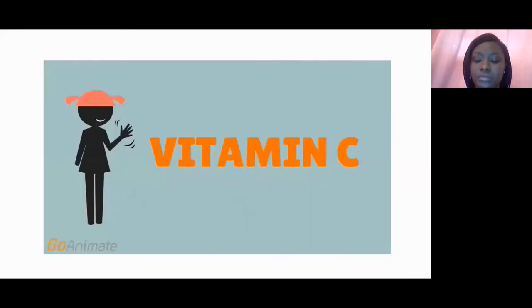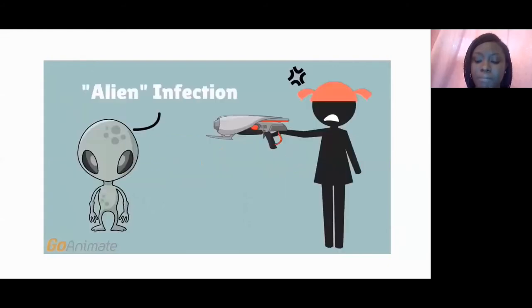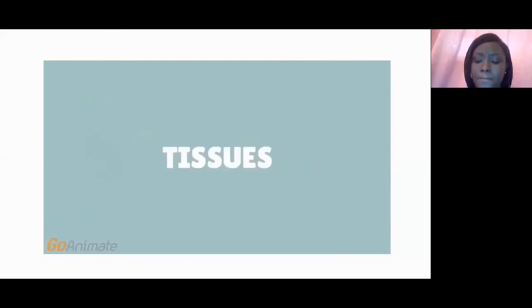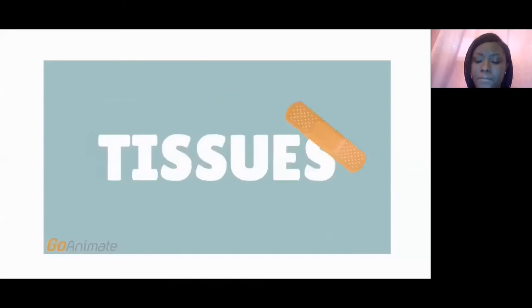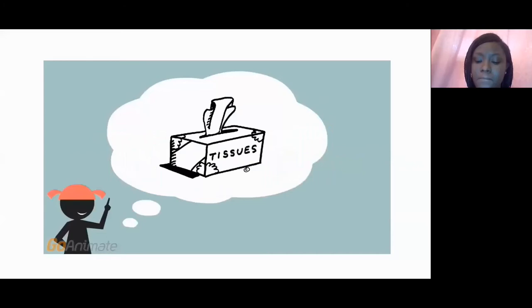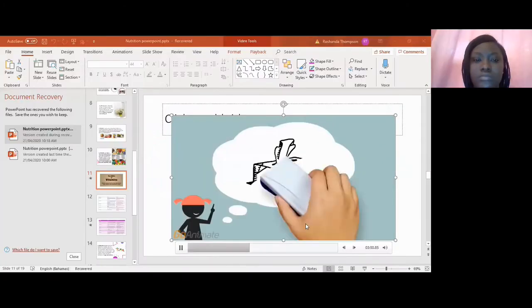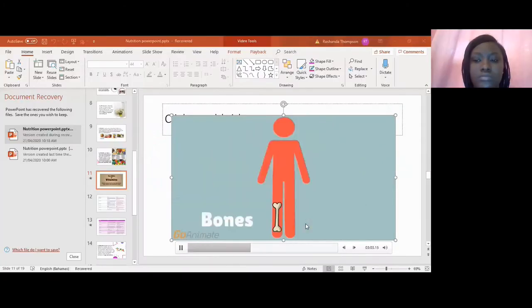Now, we will take a look at another water-soluble vitamin, vitamin C. Vitamin C has various functions in the body. One of its most important functions is to protect the body from infections. It also contributes to the growth and repair of tissues. Not the kind of tissues. The tissues in your body, like your bones, your teeth, and your skin.